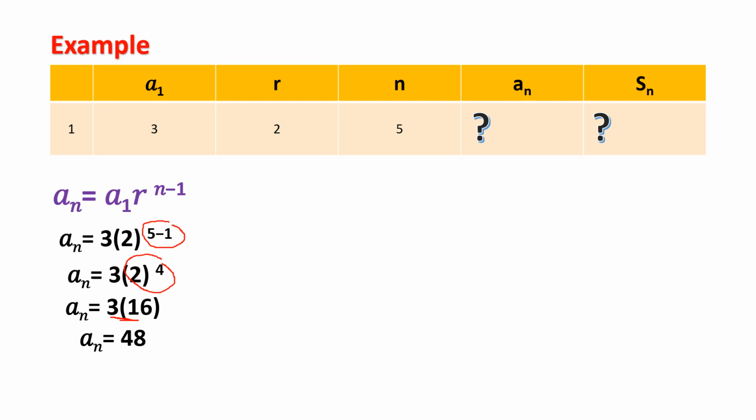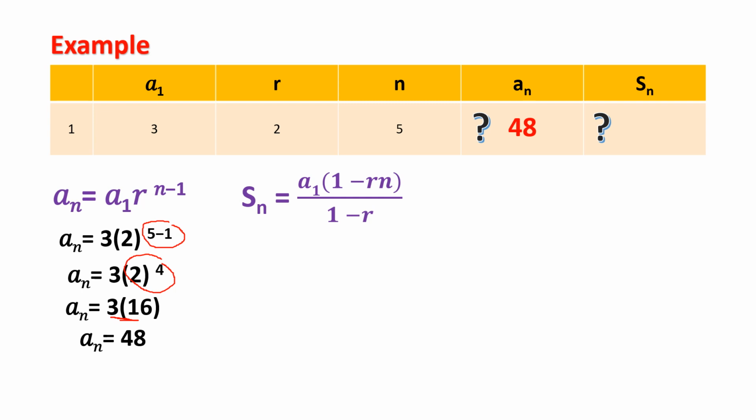Okay, so that is for a sub n, the last term. What about the sum? If we're going to solve for the sum of the geometric sequence, then we'll be using this formula: S sub n is equal to the quotient of a sub 1 times 1 minus r to the power of n, all over 1 minus r.